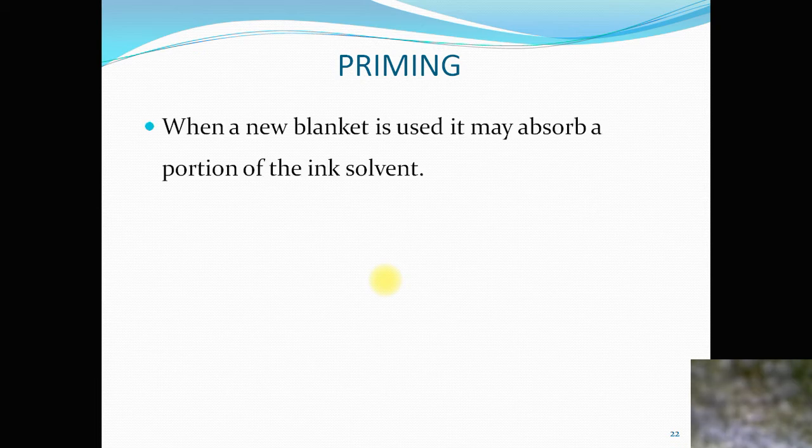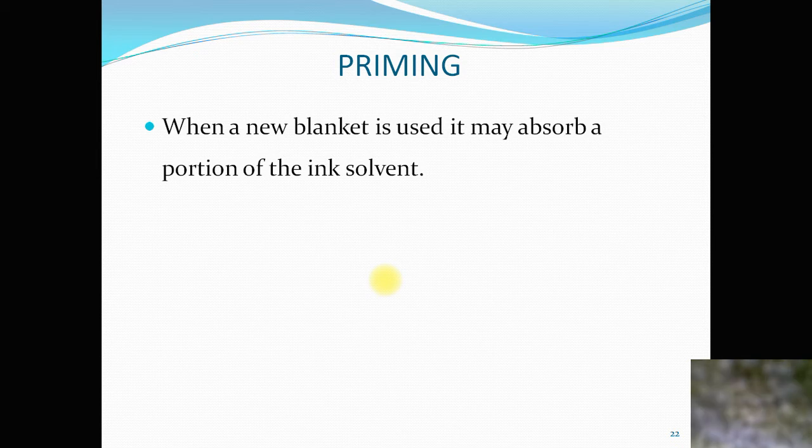What is priming? When a new blanket is used, it may absorb a portion of the solvent. Always remember that the blanket is in contact with the plate cylinder. When it is in contact with the plate cylinder, it takes the ink and the moisture from the plate. When it receives ink from the plate cylinder, the solvents in the ink may penetrate into the blanket because the texture of the rubber is porous.